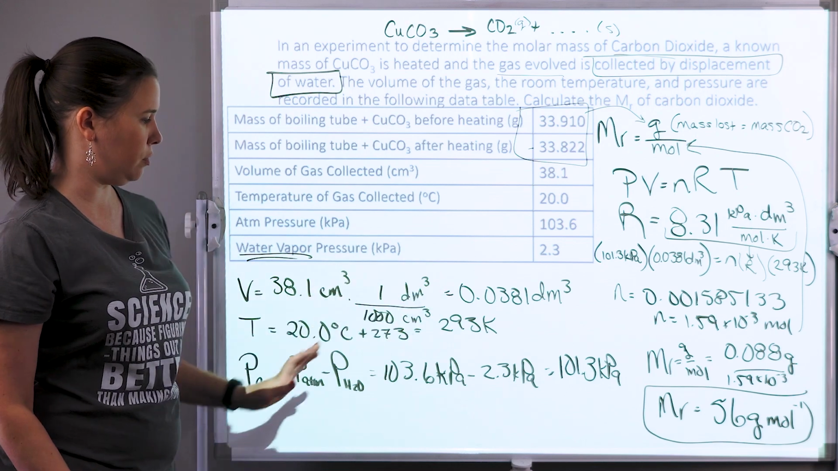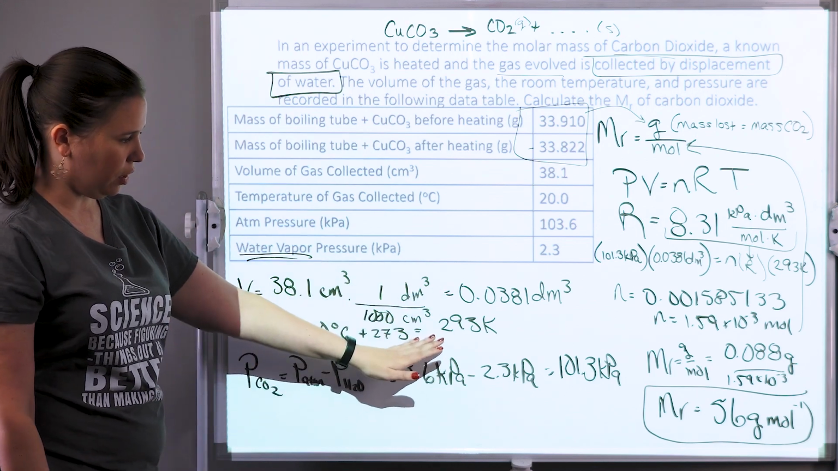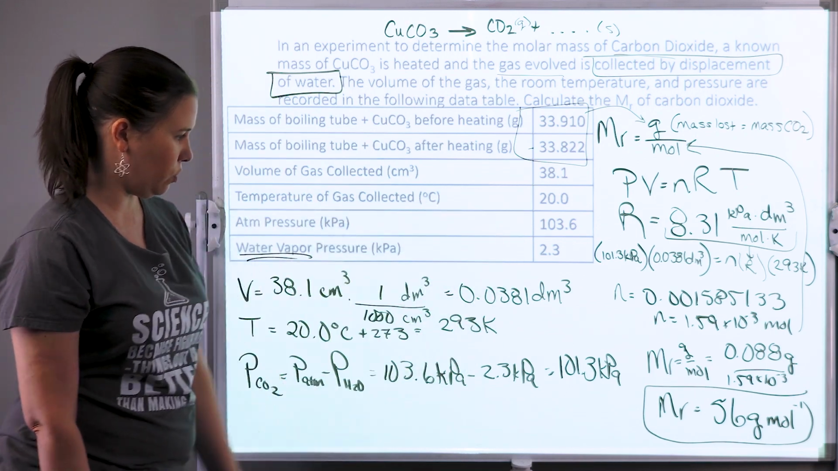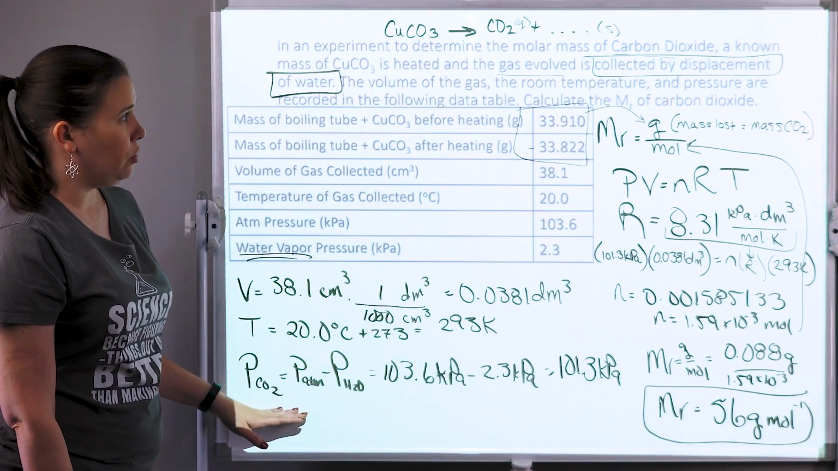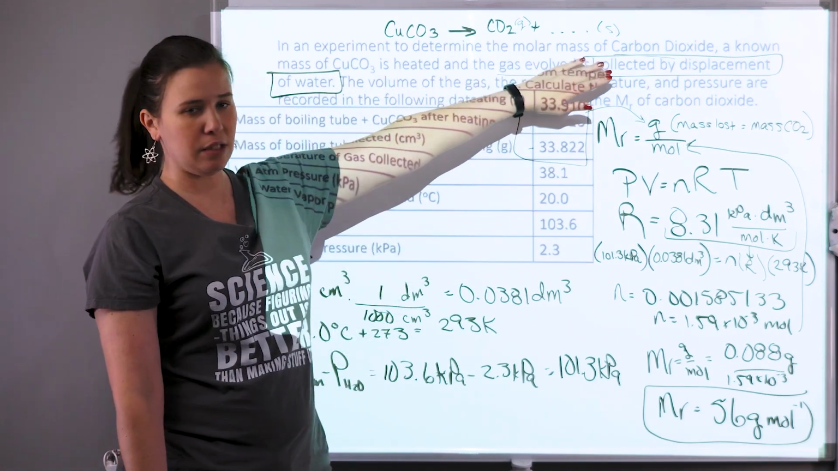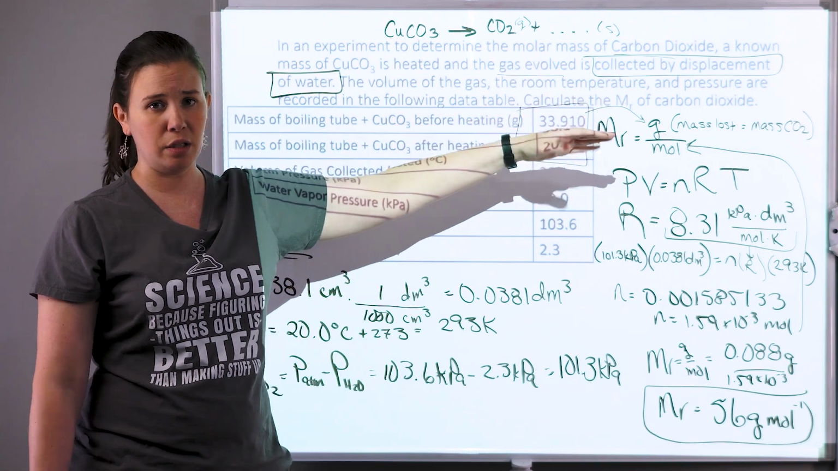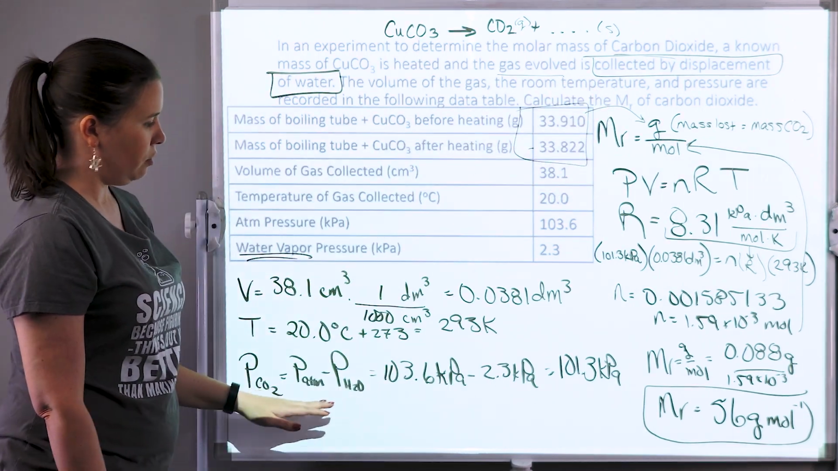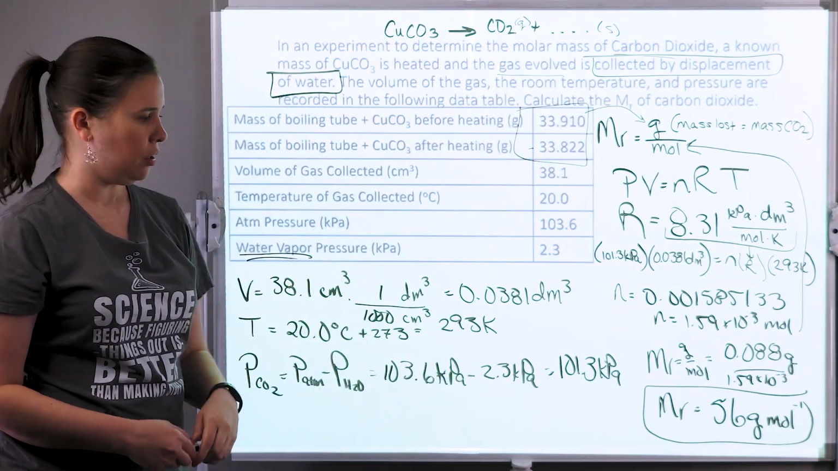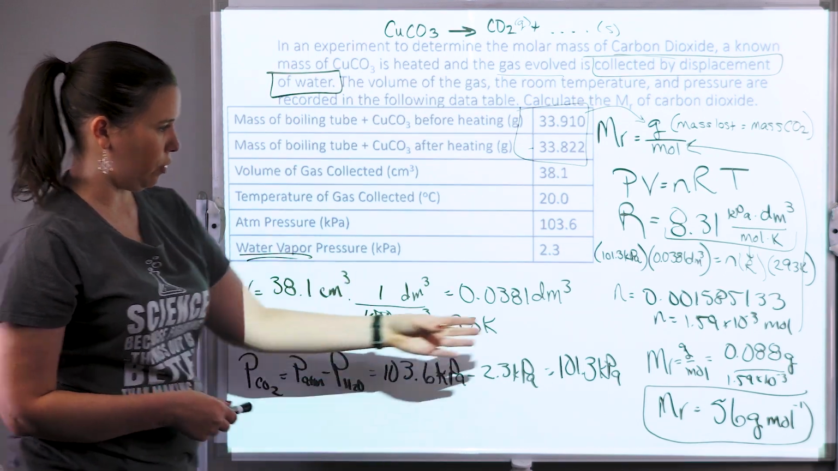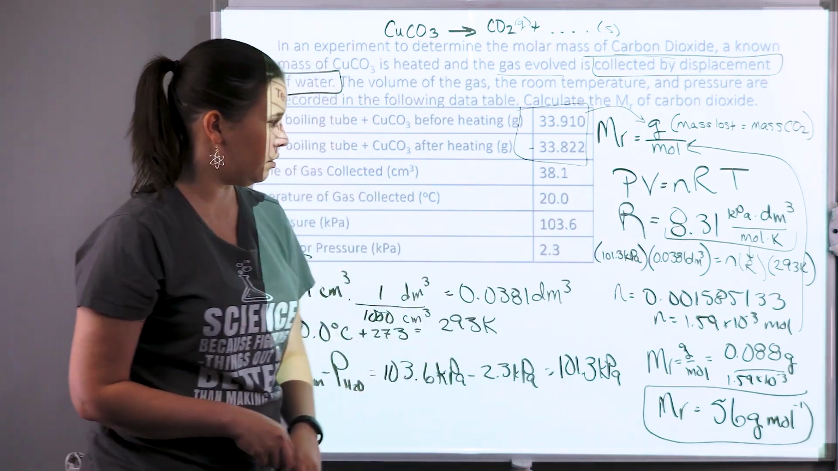So we had to convert to decimeters cubed, and you're always going to have to convert to Kelvin, but yes, that is part of R as well. And then with pressure, you've got to watch out: if you collected by displacement of water, which is a very common experimental technique, then you always have to subtract out the pressure of the water vapor before you actually use that in the ideal gas law.